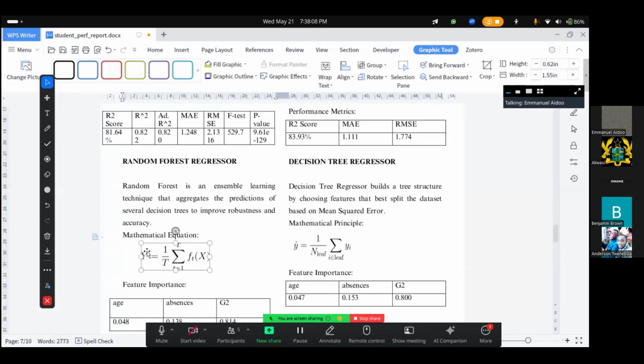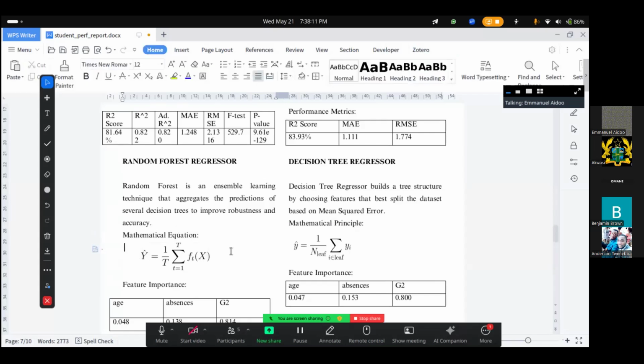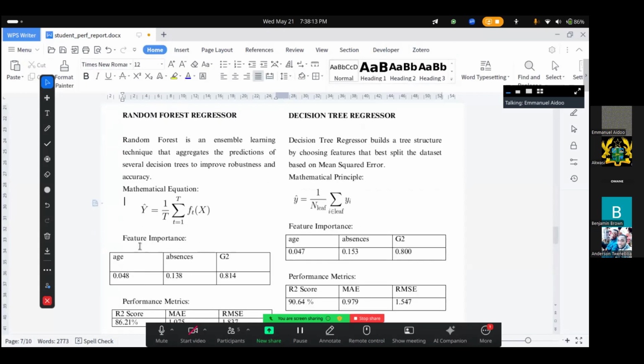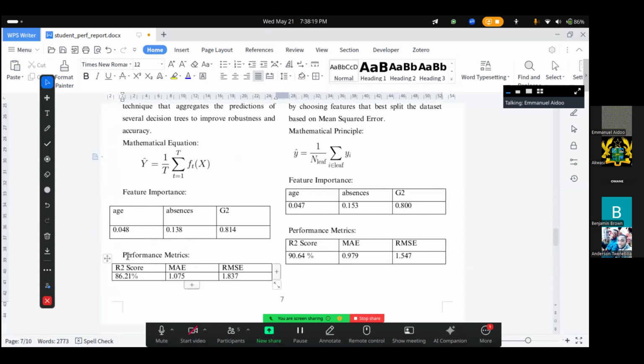Then this, as we can all see, is the formula for the random forest regressor. And then we also talk about the performance of the random forest regressor in terms of the feature importance. We also talked about the performance metrics of the same random forest regressor, which has been highlighted here.